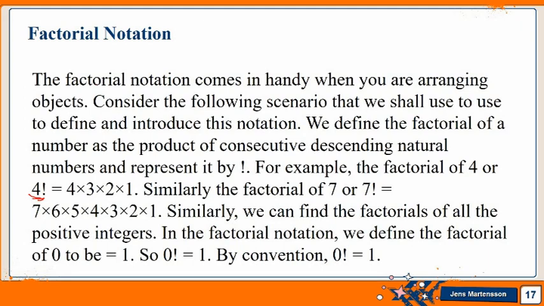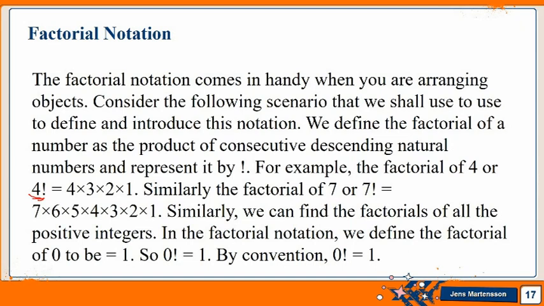Similarly, kapag sinabi natin factorial, the factorial of 7 or 7 factorial will be equal to 7 times 6 times 5 times 4 times 3 times 2 times 1. So, every time you see the factorial, sabihin, aabot ka lagi ng hanggang 1. But similarly, we can find the factorials of all the positive integers. So, in the factorial notation, we define the factorial of 0 to be 1. So, 0 factorial is always equal to 1. By convention, 0 factorial is equal to 1.